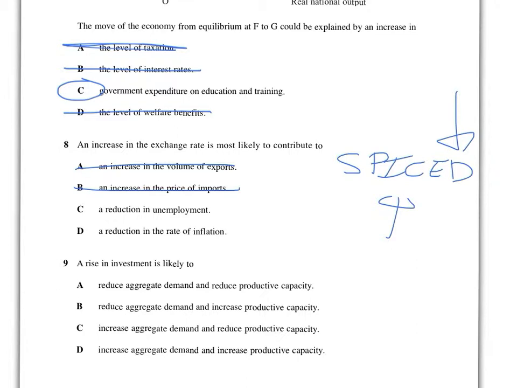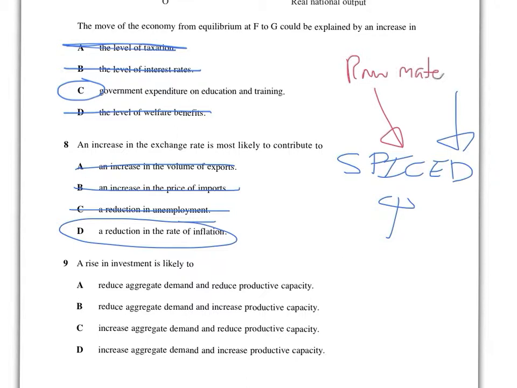Is there going to be a reduction in unemployment? No, unemployment will go up because with exports dear, AD will be going down, so there'll be more cyclical unemployment. And finally, will there be a reduction in the rate of inflation? That's the right answer, because if imports are cheap, firms can get raw materials for cheaper, which means their cost of production goes down, which means the short run aggregate supply curve will go to the right. So the answer is D.